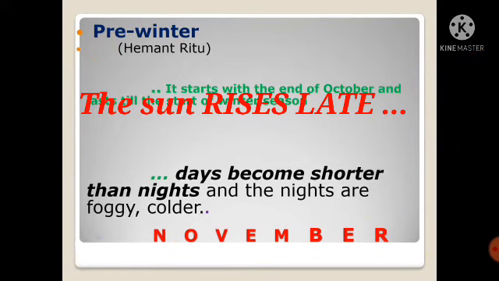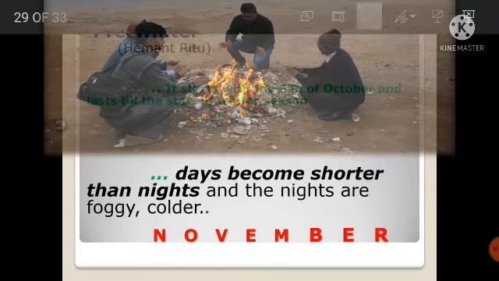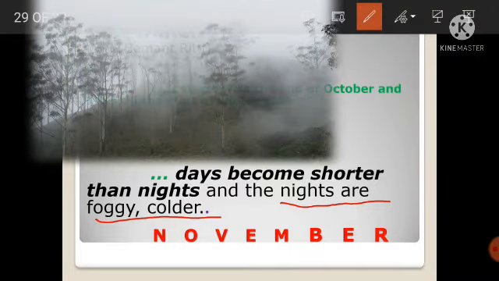So the days become shorter than the nights, and it is very cold. Nights are very cold. Do you see? Yes. You'll have to understand this better. Nights are very foggy and colder. Foggy, you know? Yes. All white mist, when you can't see through the air.